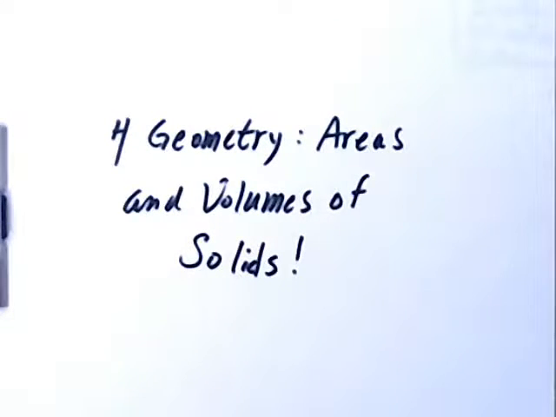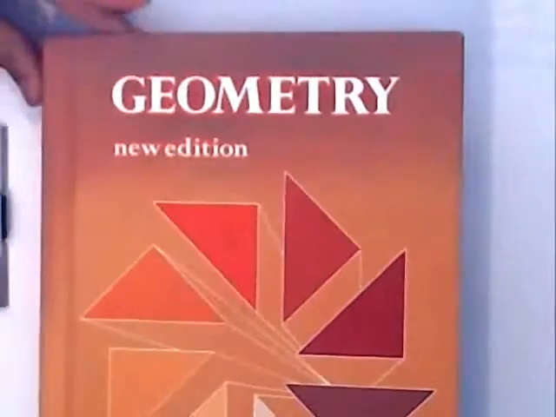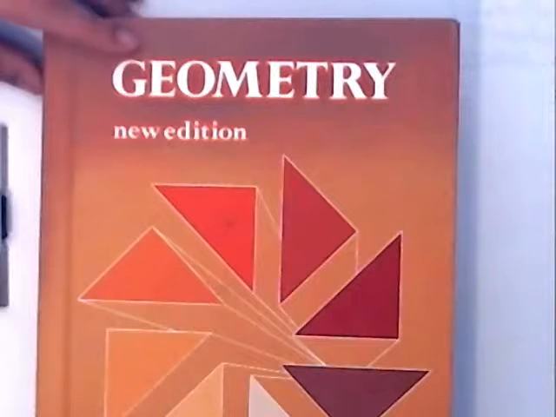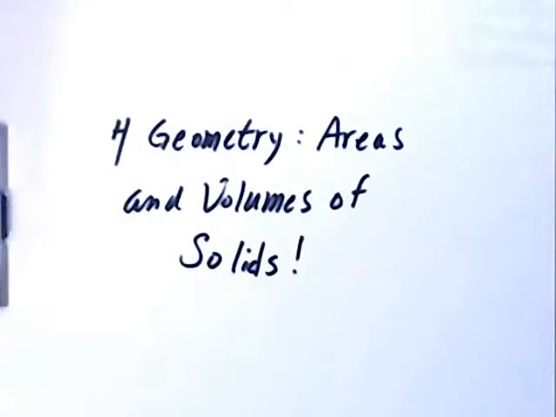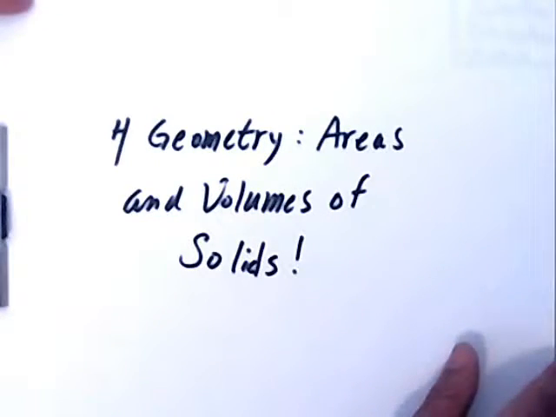We'll be working on areas and volumes of solids. This is usually reserved for honors geometry, so I'm going to be going a little bit fast. This is actually the book I'm going to be referencing. It doesn't necessarily have to be this book. It can be some other book, but usually the questions are going to be very similar. So let's get started with honors geometry, areas and volumes of solids, usually reserved for honors 9th grade students.